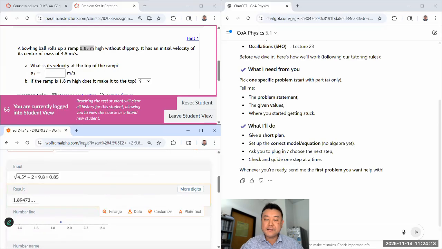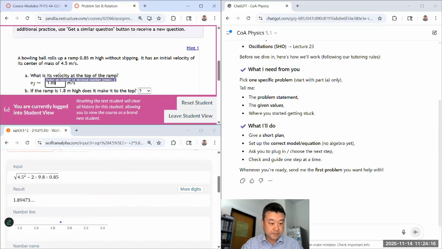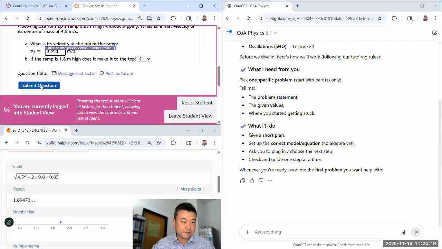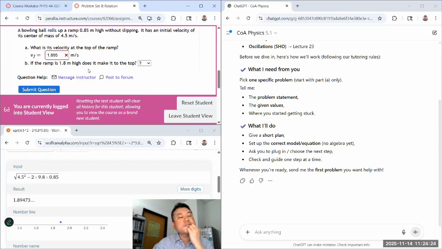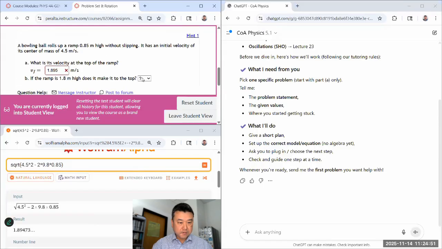So 1.895. Let's say I plug this in, and it won't work because you need rotational kinetic energy. At the bottom it has rotational kinetic energy, so I think it's going to be faster, because at the top the gravitational potential energy needed is a smaller fraction of the overall kinetic energy. But either way, let's say I tried it and I got stuck.